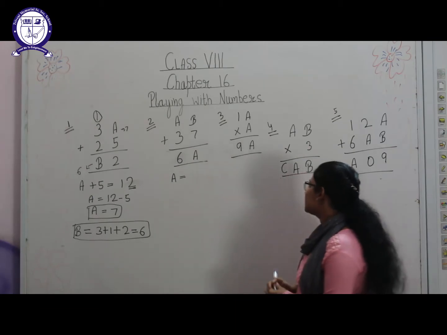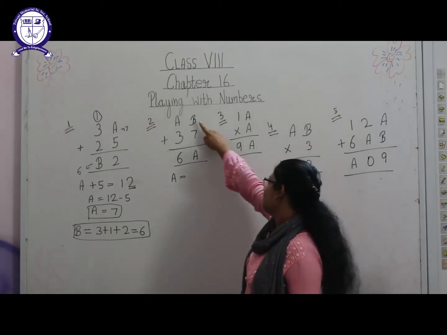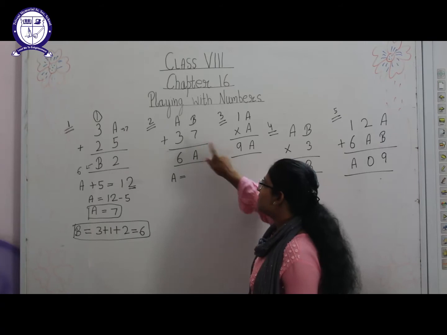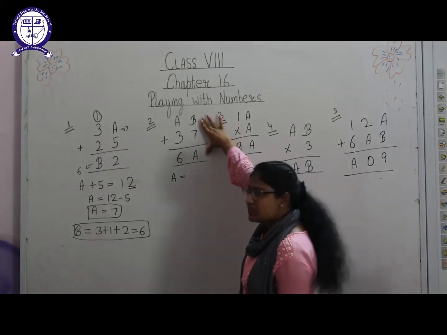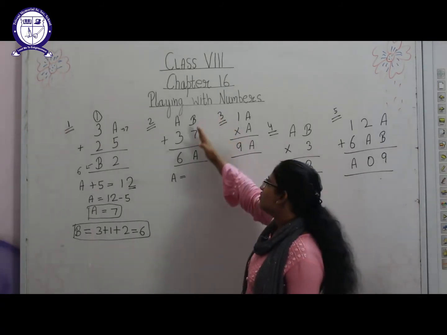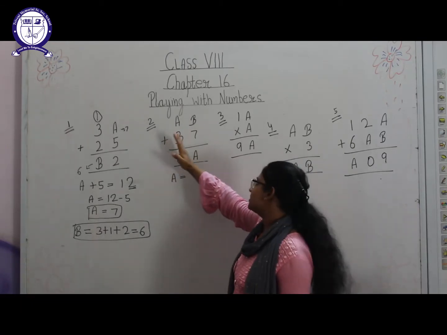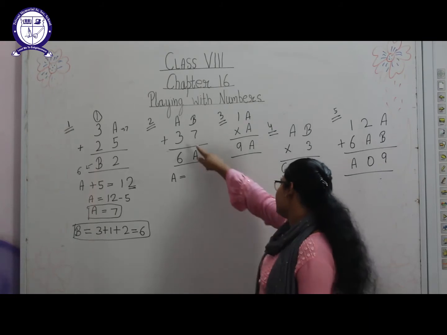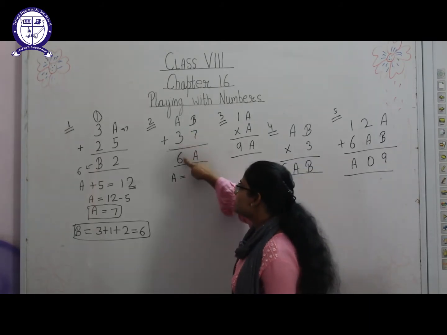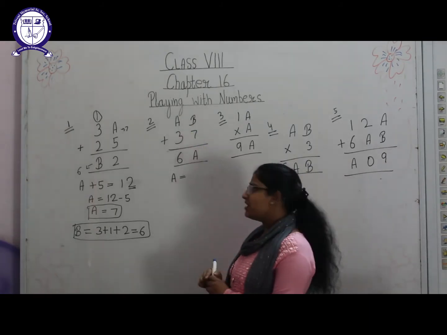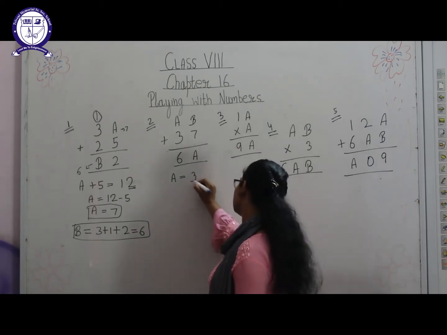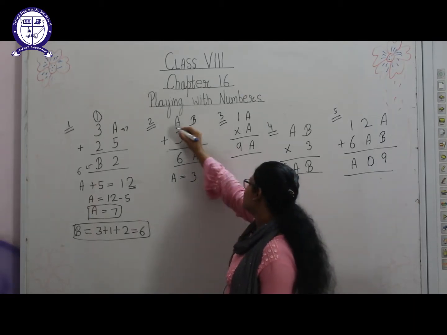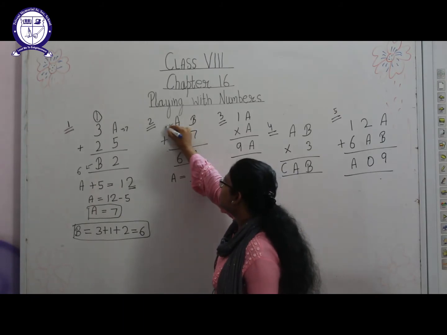So we will start solving here. Now B plus 7 will be A. It will be difficult because there are two variables here, so we will move to the tens place digits. Here A plus 3 is 6. It means if we add 3 to 3, we can get 6. So here the value of A we can write to be 3, because 3 plus 3 can be 6, so we can write the value of A can be 3.